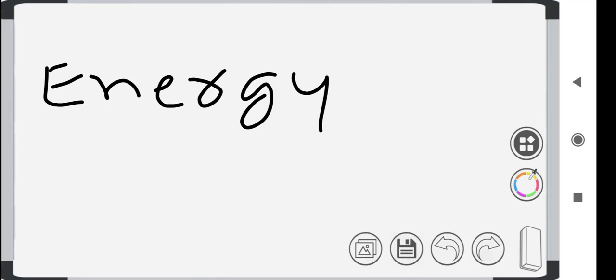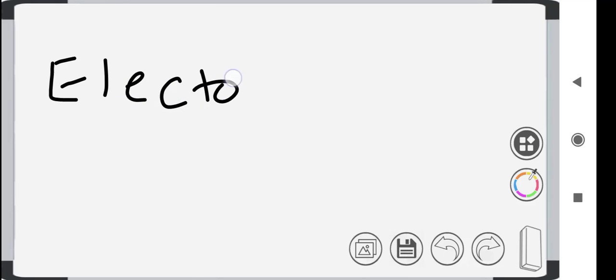We know potential energy means stored energy. We know kinetic energy means energy in motion. But we don't yet know electrical energy. So I will also explain what electric power is.